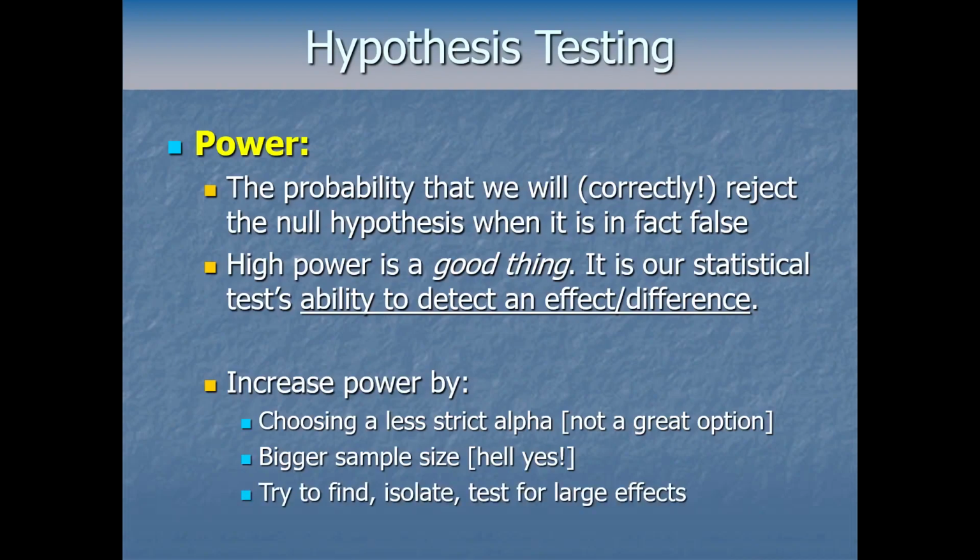Now, I suppose you can also just try to find, isolate, and test for, try to study large effects rather than tiny, subtle effects. That will, in fact, make it more likely your statistical test will come out statistically significant for any effects that do exist. And you can also do things like minimizing variance, minimizing standard deviation in your samples, which basically is like decreasing the noise, making it easier to find the signal among that noise.